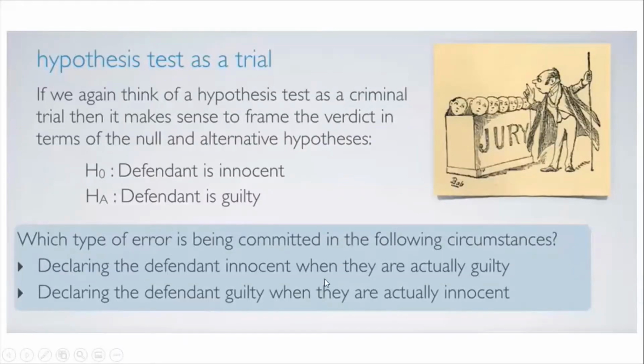Consider this scenario. What is type 1 error in this case? Type 1 is declaring the defendant guilty when they are actually innocent. So we never want to commit this kind of error. When someone is actually innocent, we never want to declare that person as guilty and then give the prison punishment. This type 1 error, we can never live with this kind of error.